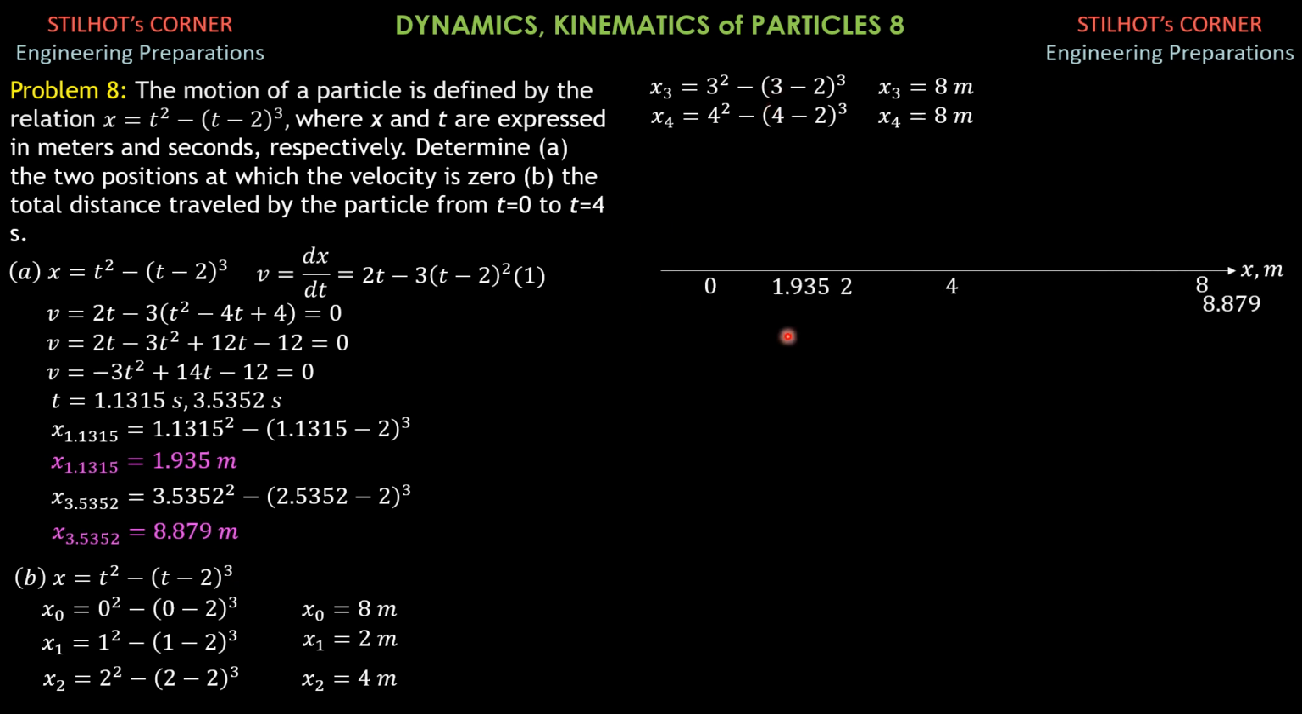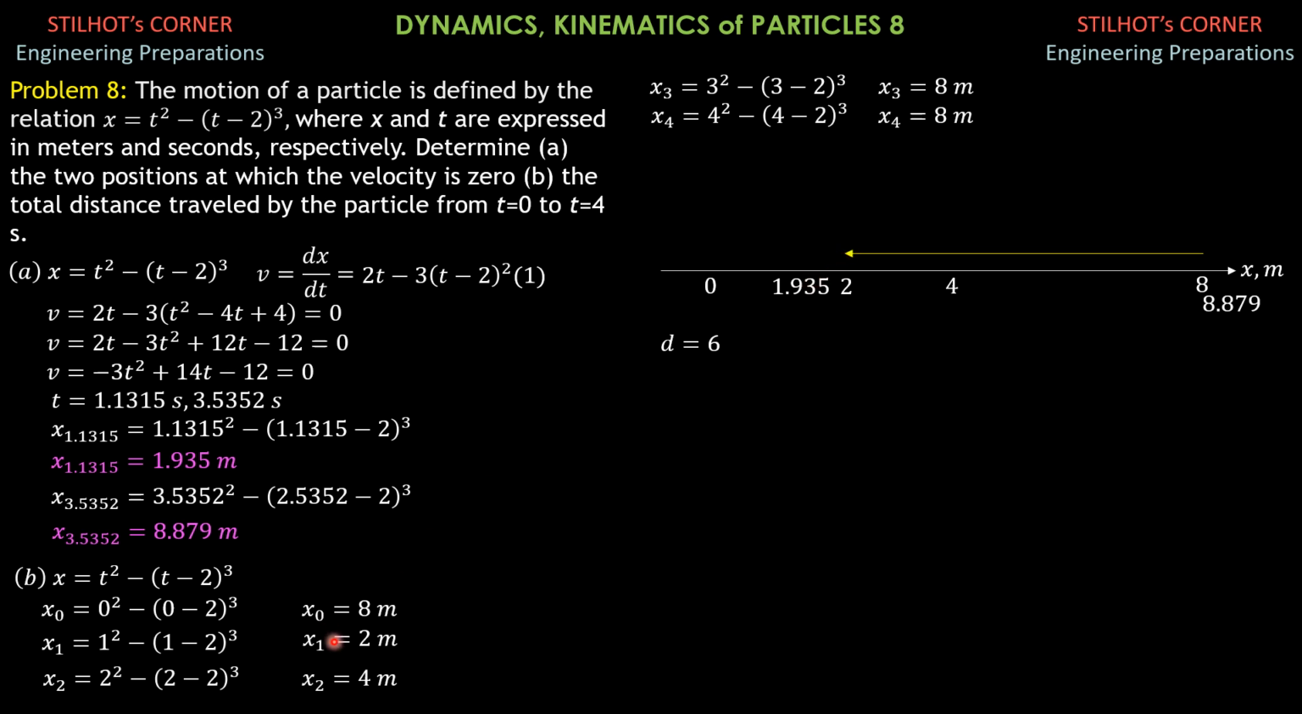So we plot. These are the values. We have 0, 1.935 meters, 2, we have 4, we have 8, and 8.879 when time is 3.5352. When time is 0, the particle was at 8 meters, so it was here. Then when time is 1 second, it proceeds to 2, so from 8 to 2. Let's update the movement of the particle from position 8 to position 2. That's quantity 8 minus 2, so 6 meters distance traveled by the particle.